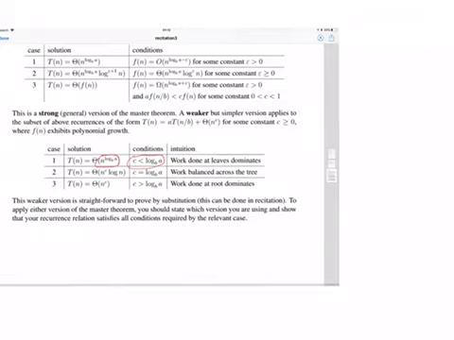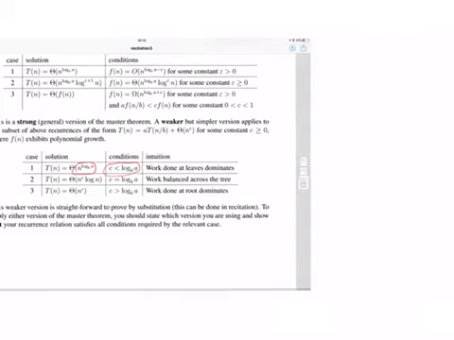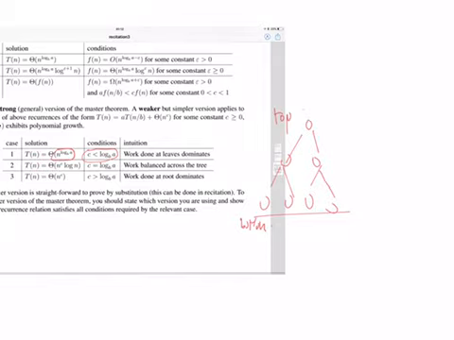So we're trying to distinguish between the three cases. The first case is when the work done at the leaves at the bottom level dominates. So the bottom would be here. This is the bottom. This is top. So we're trying to see if top dominates, bottom dominates, or case 2, work is balanced. Well, the only way we could possibly do that is by comparing the work done at the top and the work done at the bottom. So we do bottom versus top.